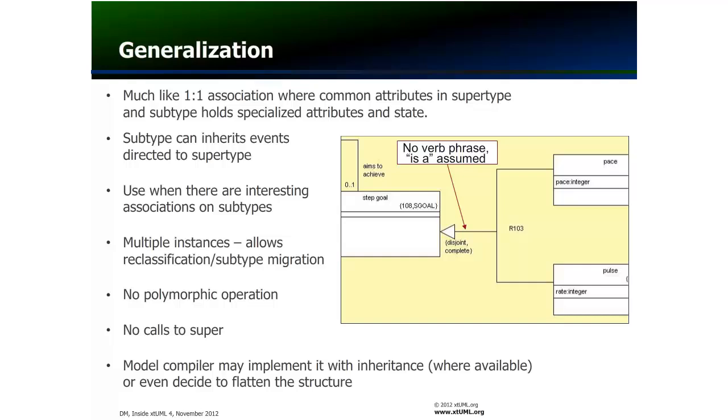For the example shown, the class model indicates the step goal class is a supertype, while classes pace and pulse are subtypes, and that their relationship can be described by the sentences pulse is a step goal and pace is a step goal. There is no descriptive statement for the other direction.